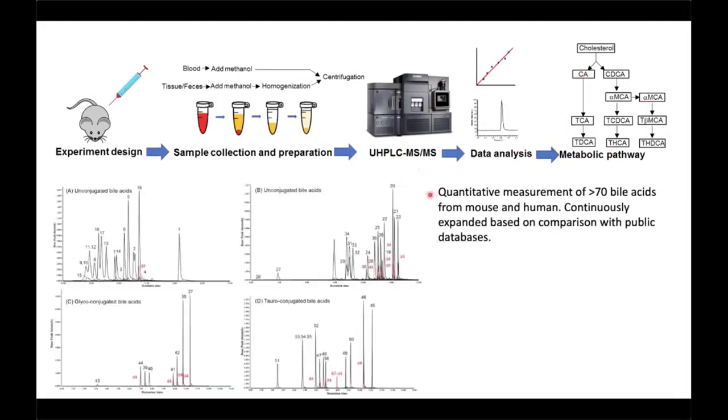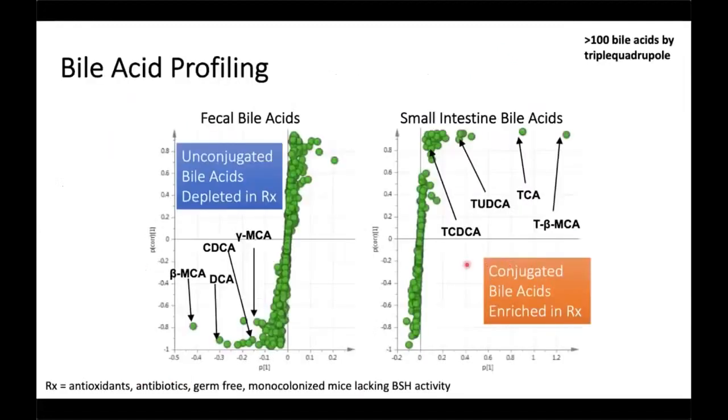So as of very recently, we were looking at more than 70 different bile acid species. Over the last few months, it's expanded to greater than 100, and it's continuously being expanded based on comparison with public databases. And I just want to really emphasize how critical the public databases are to not only our research, but to everybody else's research. Fortunately, there's been a lot of effort to continue the funding of these important databases, because it does allow us to do discovery-based work that we otherwise couldn't do in our own lab.